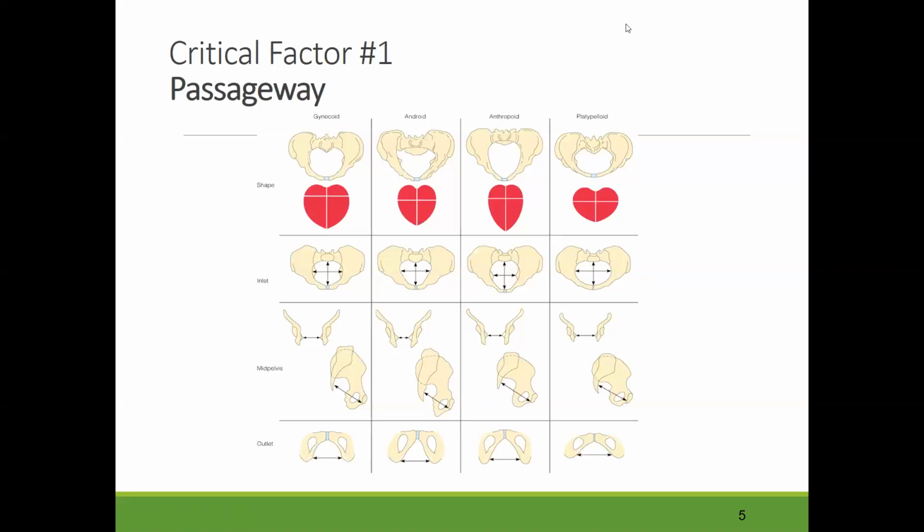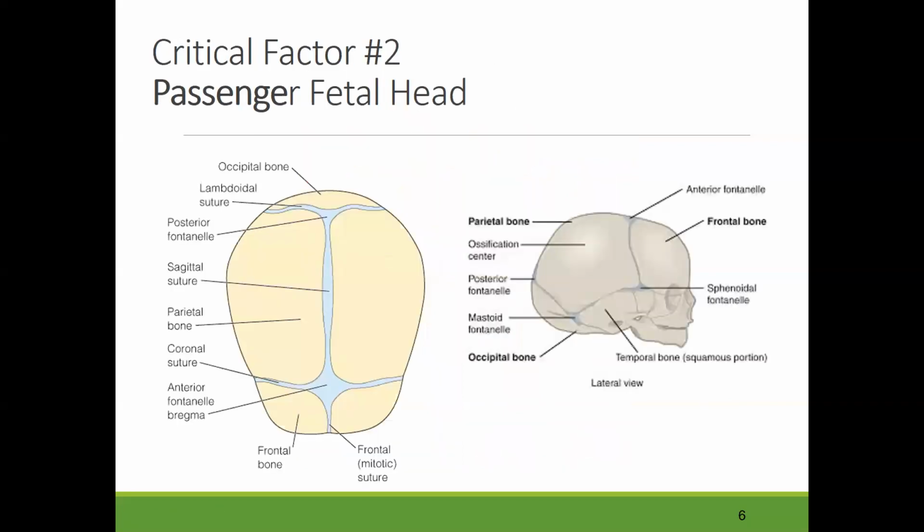So again, our gynecoid is the best that we like, and then the next would be the anthropoid. The android and the platypoid we don't really like much, because it's a no-go to have baby try and go through the passageway that way.